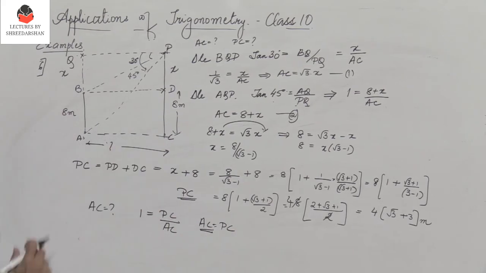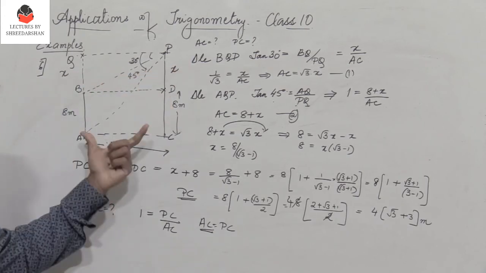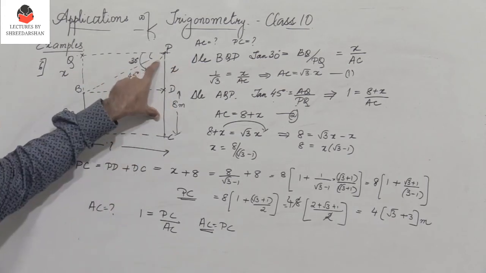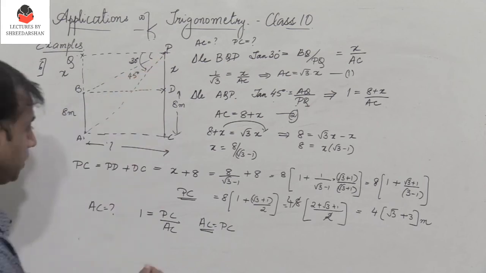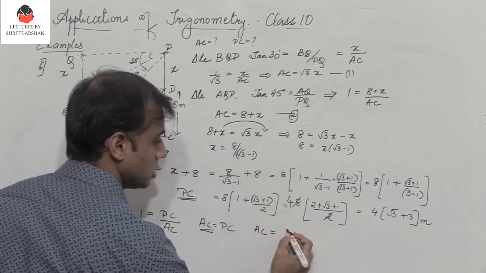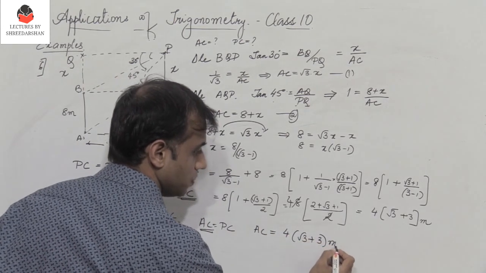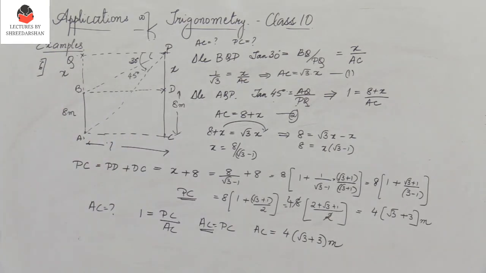So AC is the distance between the building and the multi-storied building, and the distance is equal to the height of the multi-storied building. So therefore, we have AC, which is the distance between the two buildings, is also 4 root 3 plus 3 meters. So the distance between the two buildings is equal to the height of the multi-storied building.